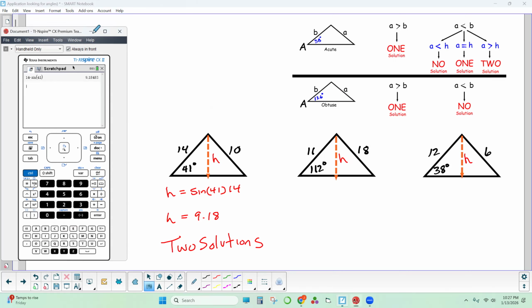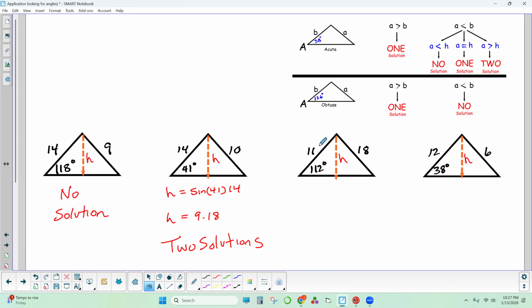All right, let's look at the third one. This one is obtuse again, so I'm looking at the bottom. This time A is greater than B, so I have one solution.